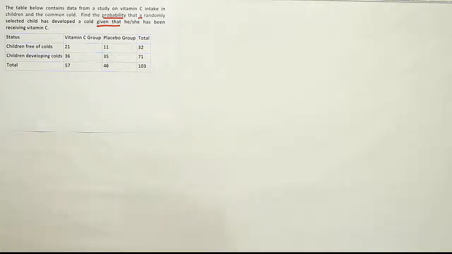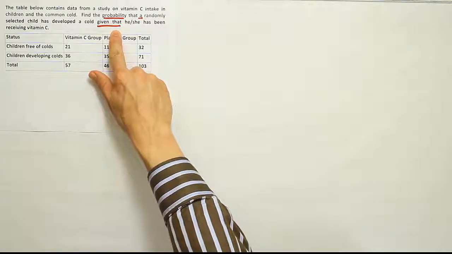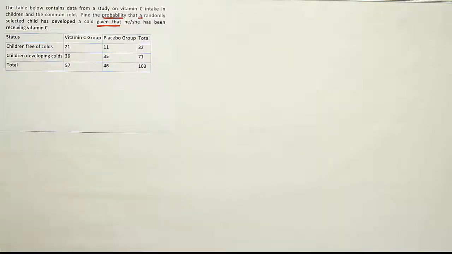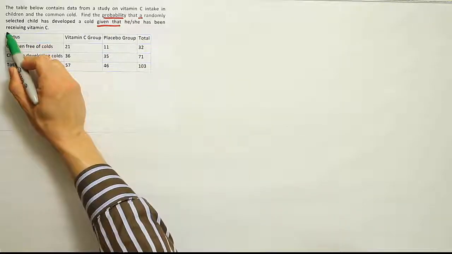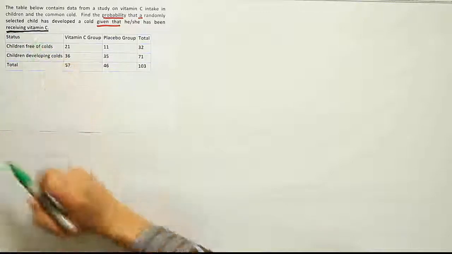And that shortcut involves simply focusing on the part of the problem that involves the given that condition. So only look at the part that follows this phrase given that. And this is given that he or she has been receiving vitamin C. So let's find the column or row in the table that corresponds to that, and let's indicate that somehow. So what I'm going to do is come along and say, okay, we're looking for the people who have been receiving vitamin C. We're only interested in that group.